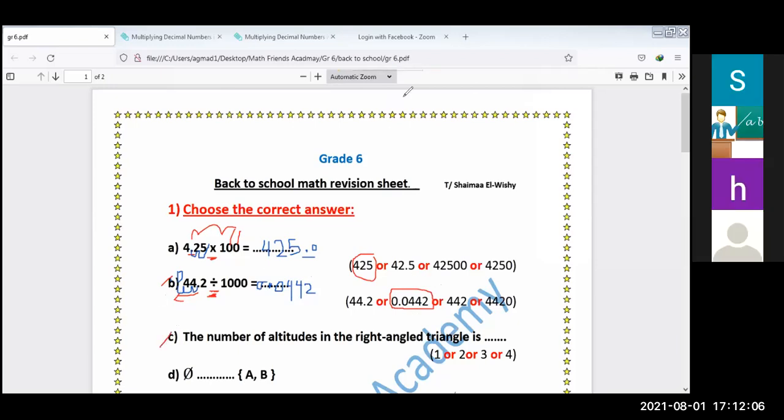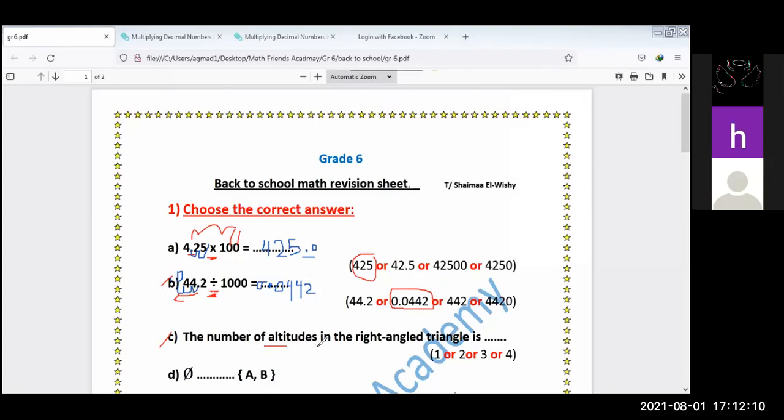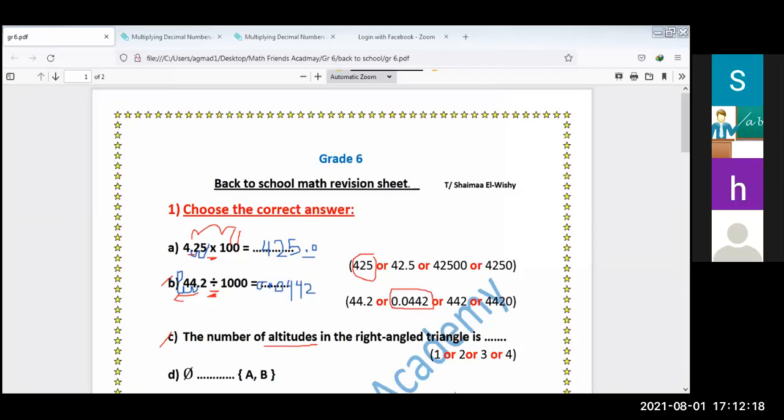Read. Okay, the number of altitudes in a right angled triangle. I really don't remember. Do you remember in the first, Adam? Adam, do you remember the meaning of altitudes? I don't remember, but I think it's 1.